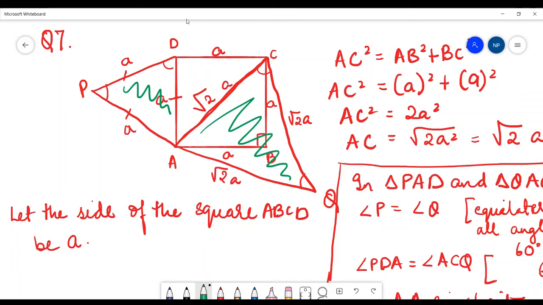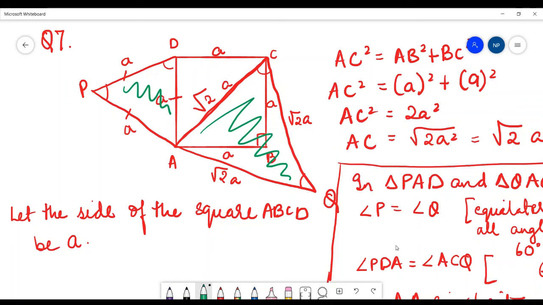We had to prove that this is half of this bigger equilateral triangle. Also from the hypotenuse theorem, we have found out that root 2A is A square plus A square, 2A square. Shift square to RHS, it is root 2 A square. So from A square, root will get cancelled. We have root 2A. Okay, the measurement is now over here.